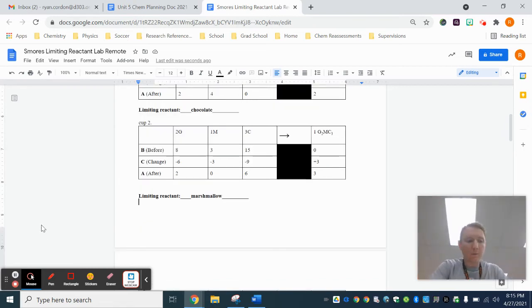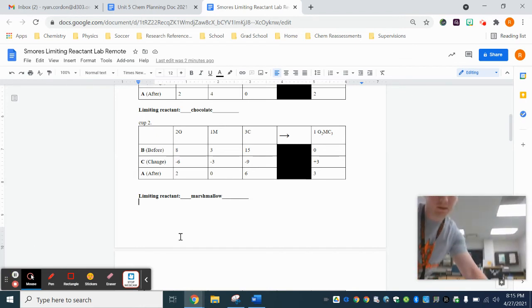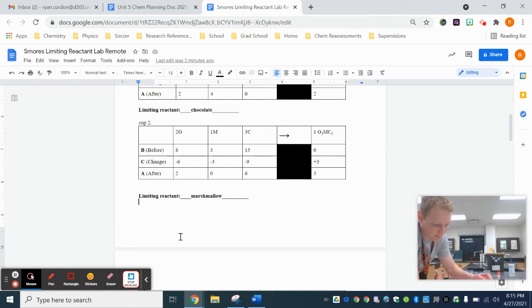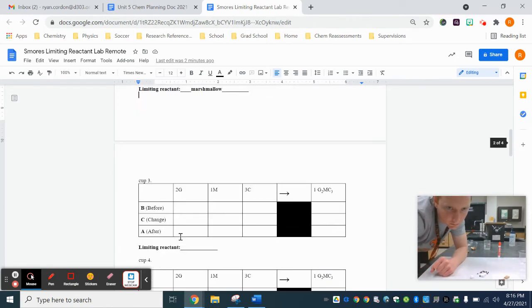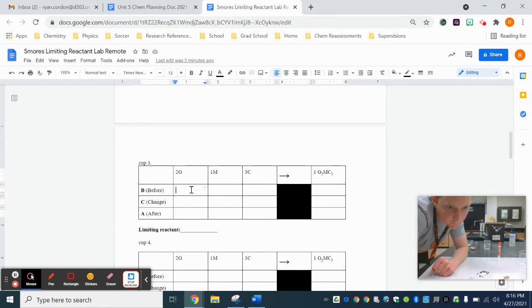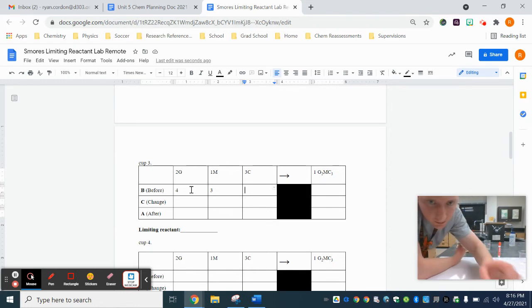All right, we're going to do 1 more together, cup 3. So we'll go ahead and dump out all of our reactants. And let's see what we have. We have 1, 2, 3, 4 graham crackers. We have 3 marshmallows. And we have 1, 2, 3, 4, 5, 6, 7, 8, 9, 10, 11, 12, 13, 14, 15 chocolate chips.